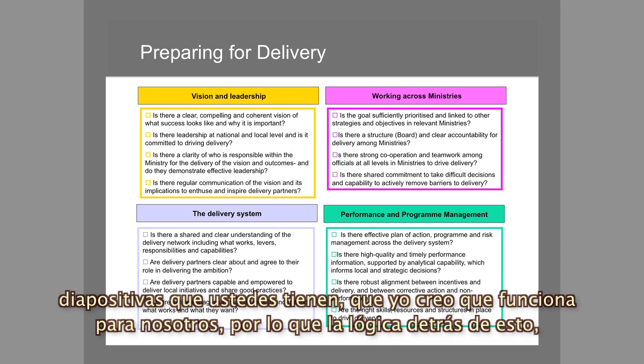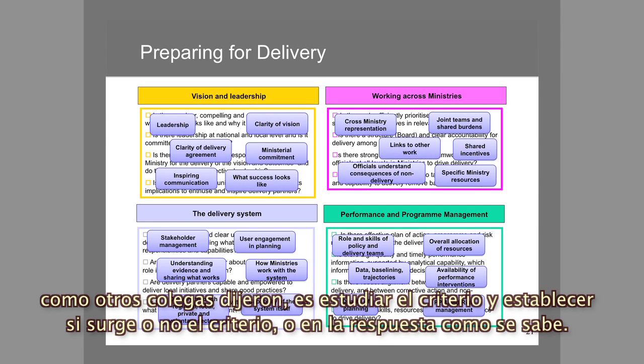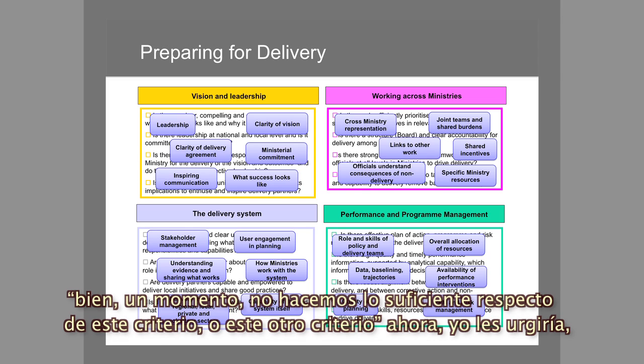So the logic of this, just as his colleagues were saying, is actually looking at the criteria and establishing whether or not the criteria are right. All right? And in the answer, how would you know? I thought what was interesting is some of you actually knew already. You were able to look at the questions and say, well, hang on a minute, we don't know enough about one of the criteria, another criteria.